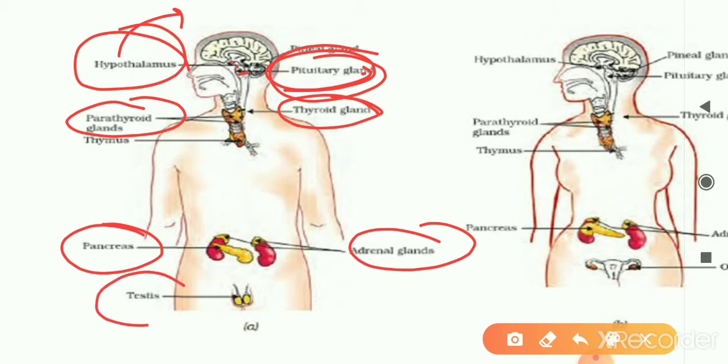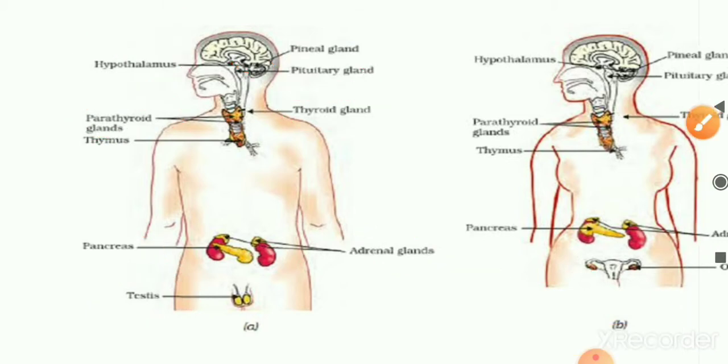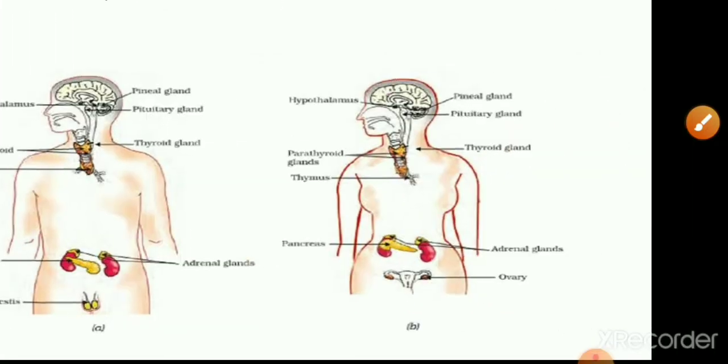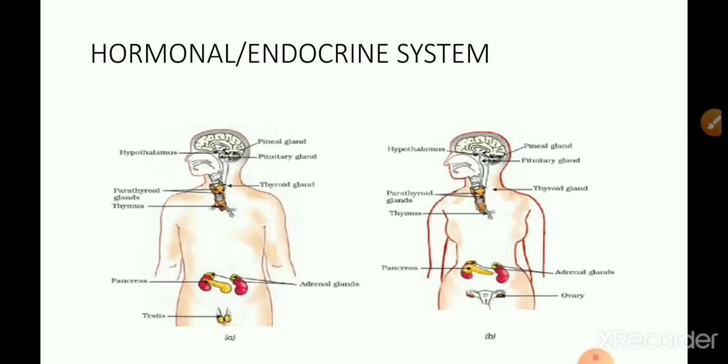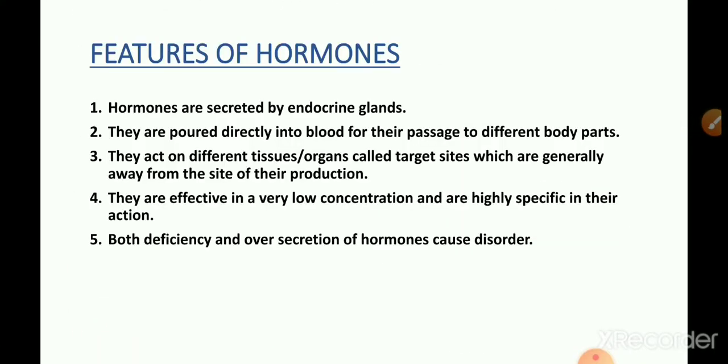Then in the males you've got the testes, whereas in females there is the ovary. These are the different endocrine glands that you have to study for class 10. So now let us study about the hormones, the features of hormones.